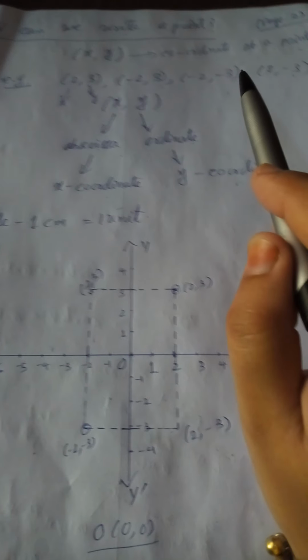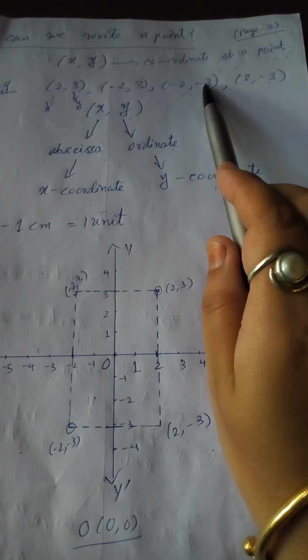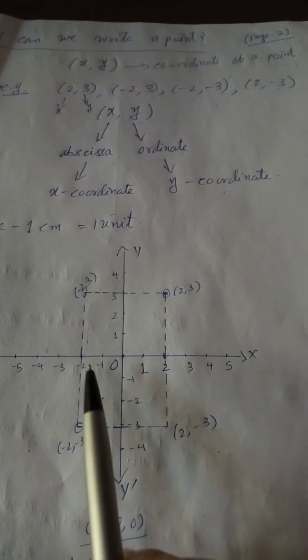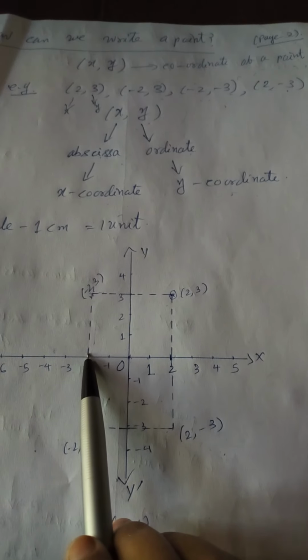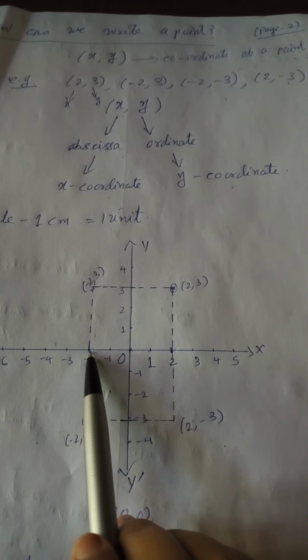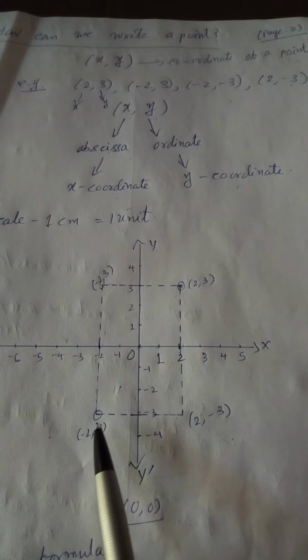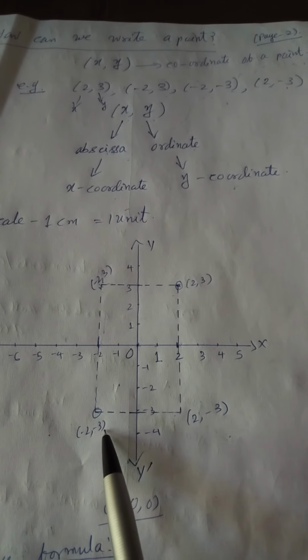And the next point is (-2, -3). The x value is -2 and the y value is -3. So on -2 we plot the -3: counting downward, we count 3 centimeters. This is (-2, -3).